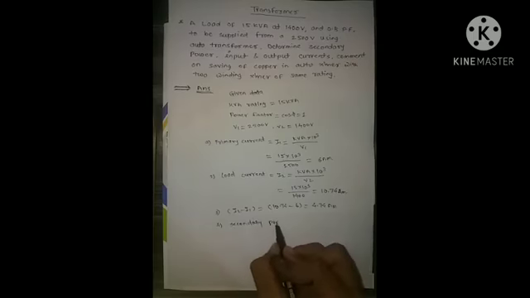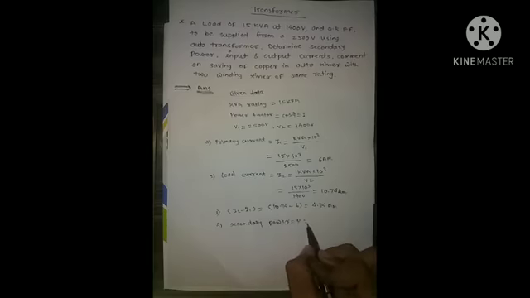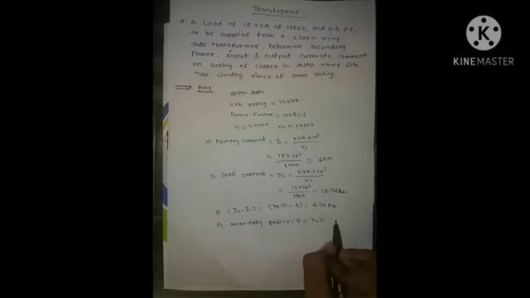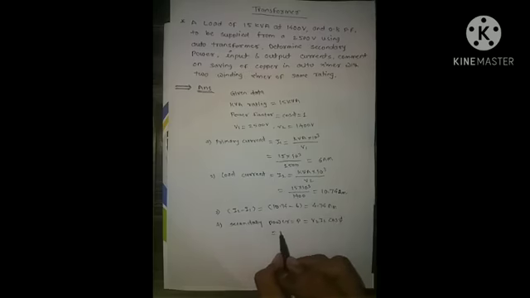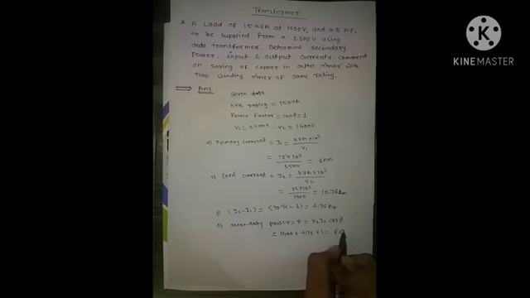After that, the secondary power equals P equals V2 I2 cos phi. We know the value of V2, which is 1400, into I2 we calculated already, 4.74, into 1, equals 6.6 watt. Okay, this is our secondary power.